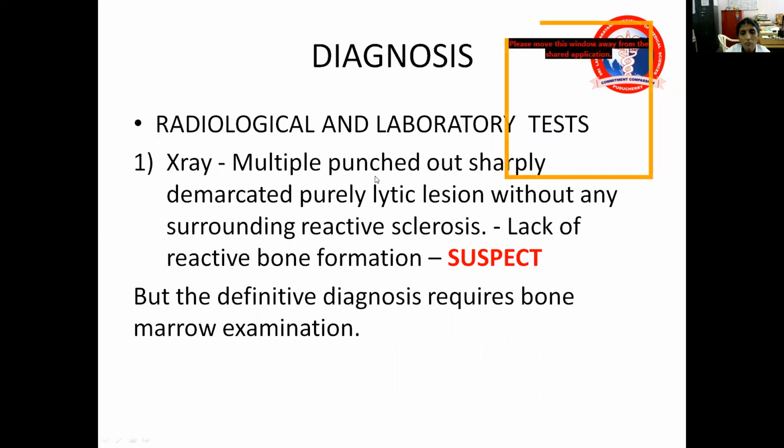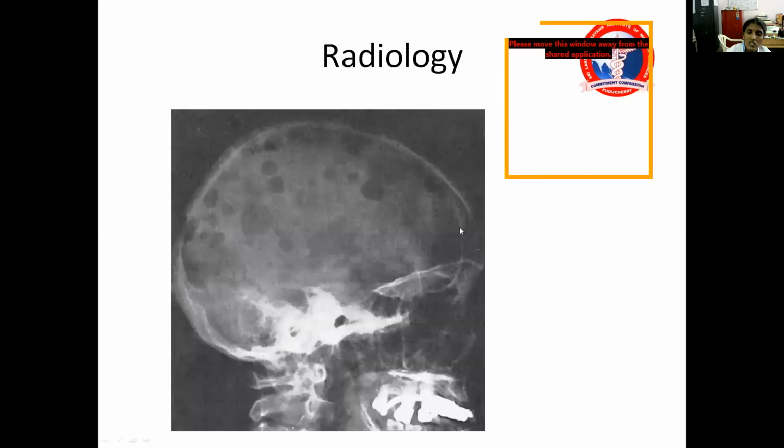X-ray can demonstrate multiple punched out, sharply demarcated lytic lesions without any reactive sclerosis, because for bony lytic lesions, you have multiple differential diagnoses. So you have to rule out other primary bone lesions. For that, the most important clue is that the lytic lesion in multiple myeloma will lack reactive sclerosis surrounding it. So always suspect a lytic lesion which lacks reactive bone formation as multiple myeloma, but of course the definitive diagnosis needs biopsy. So you can see here the X-ray of skull. Can you make out multiple punched out, well demarcated lytic lesions everywhere?